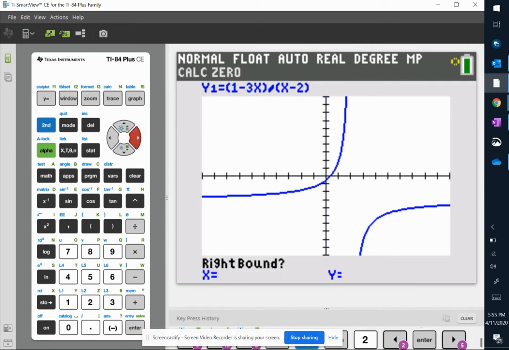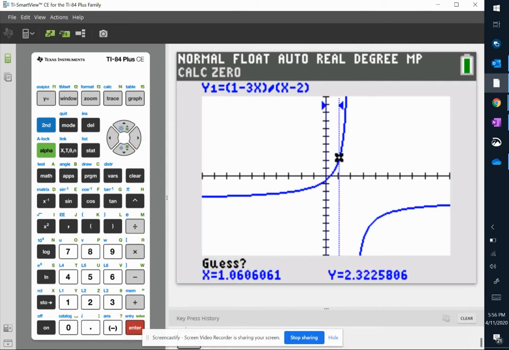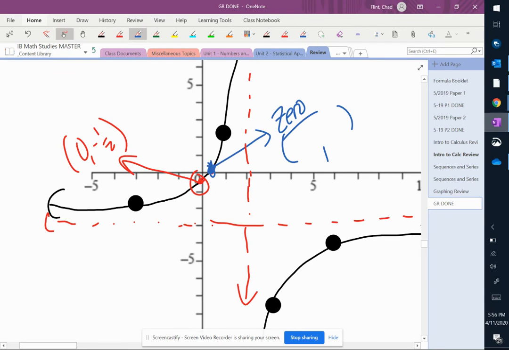So left bound, make sure you get it between the right bound. So it's between those 2 points, kind of guess. It's pretty close to right there. So that's my other point there, -0.3 repeating, 0. So -0.3 repeating, comma, 0. So there's my other point.